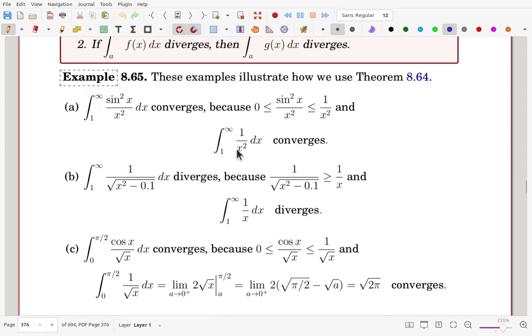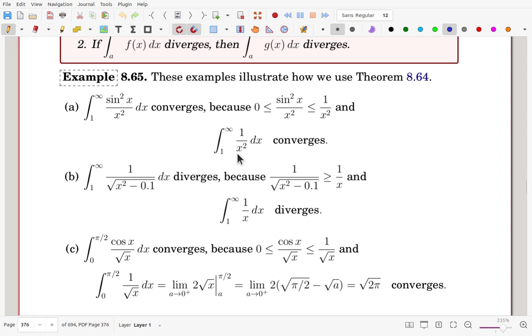Okay, here the integrand is sine squared x over x squared. But this integrand is bounded by 1 over x squared. We know that the integral of 1 over x squared converges, so the integral of this given function should converge from the direct comparison test. In 1 over x to the p, if p is larger than 1, then it is convergent.